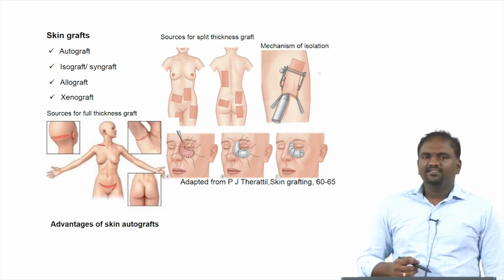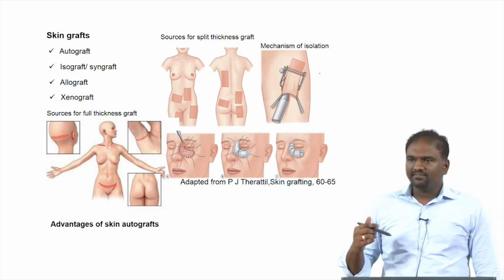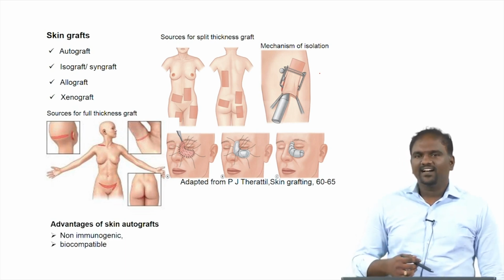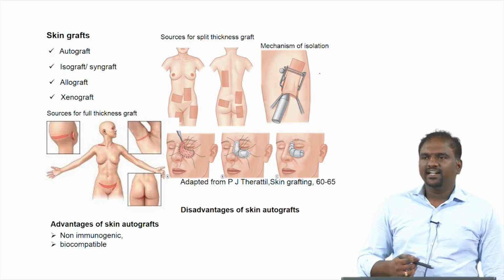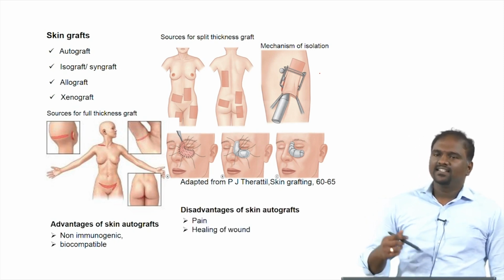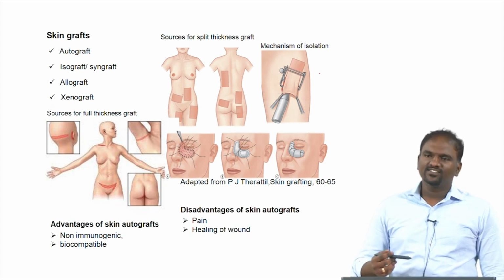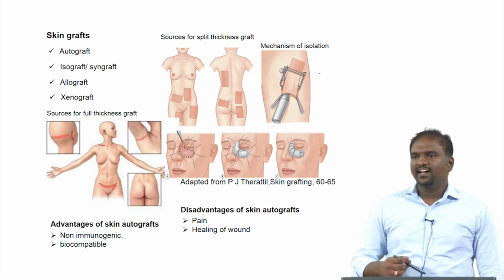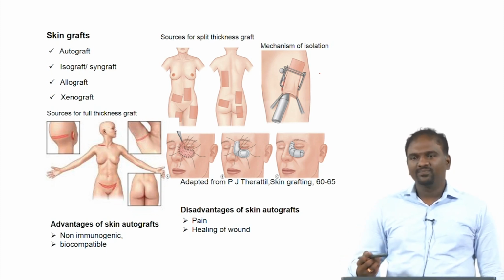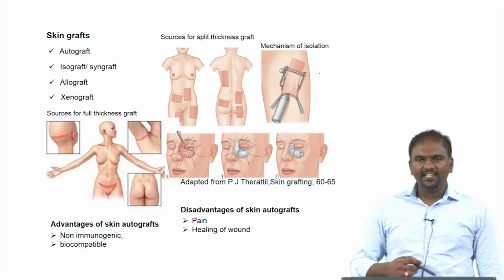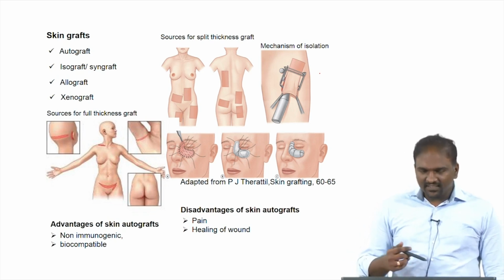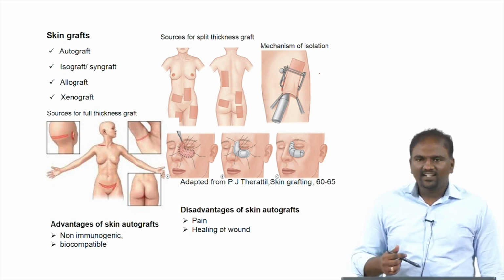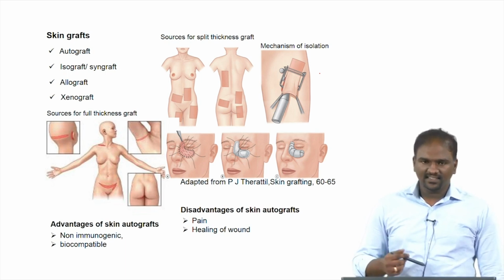So, the advantage of these skin grafts is that they are taken from the patient's own body, so they are biocompatible and non-immunogenic. They also have disadvantages. The main disadvantage is that since it is taken from the patient's own body, obviously it will give pain to the patient. Another thing is that it will create a secondary wound, and that secondary wound healing will again be a problem. So, these are all the drawbacks we get from the autograft based skin graft.